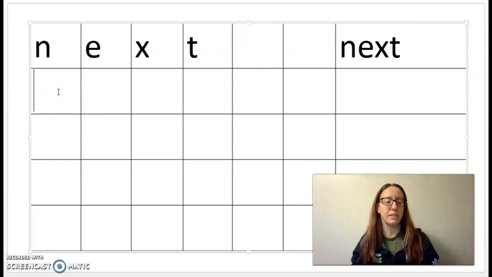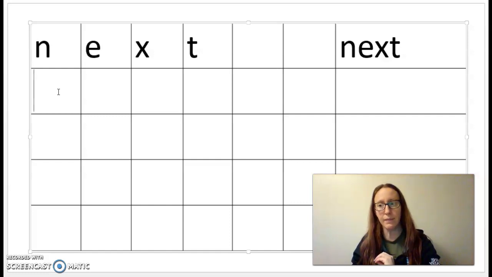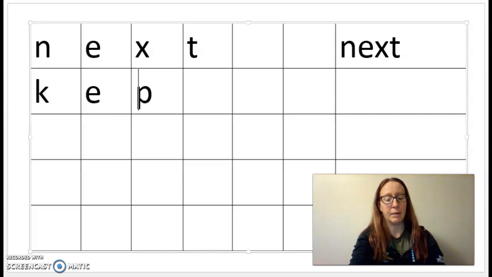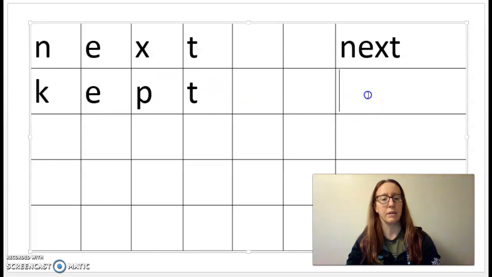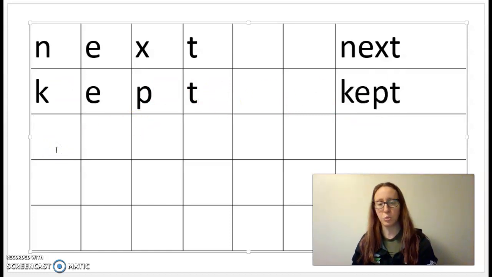Let's look at the next word. Say kept. Tap kept. Kept. There are 4 sounds in kept. Now I hear the k sound at the beginning of the word. Well, my vowel is e, so when I have an E or an I as my vowel, I'm going to use the K at the beginning. Kept. Spell kept. K-E-P-T.